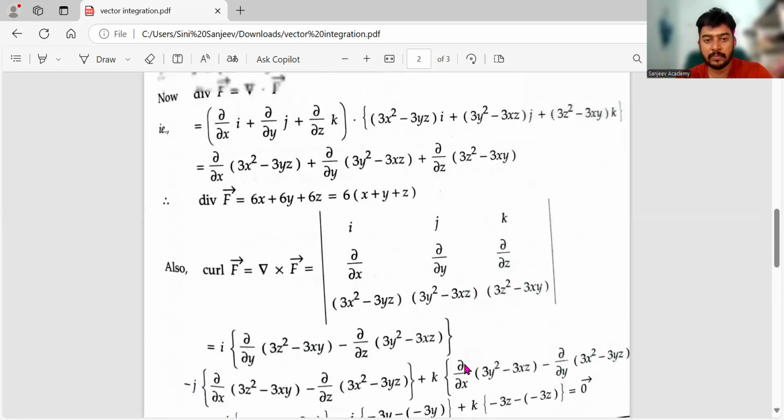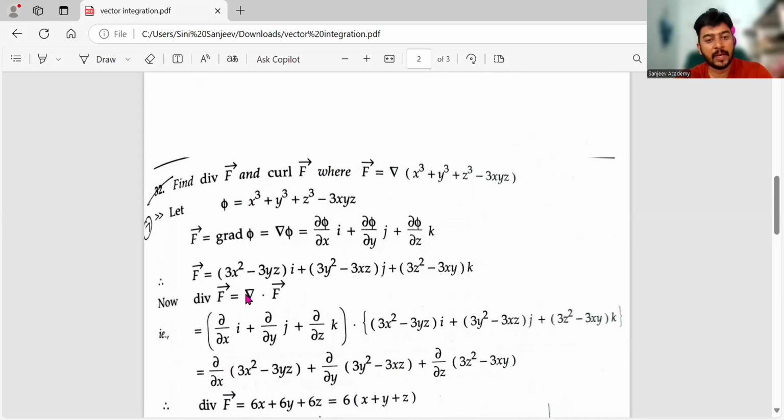That is cross product. Okay, now gradient of phi. Find divergence of f and curl f. F is given. F is nothing but what? Del phi. So same thing, dou by dou x of what? The phi. The phi is already what? X cube plus this thing. F is nothing but what? Gradient phi, that is del phi. Okay, so this is my phi, which one? X cube plus y cube plus z cube.